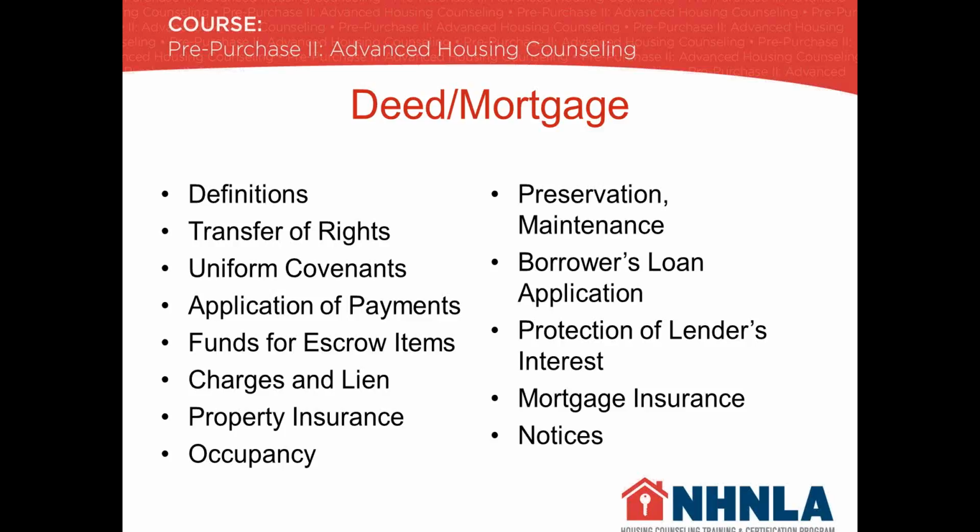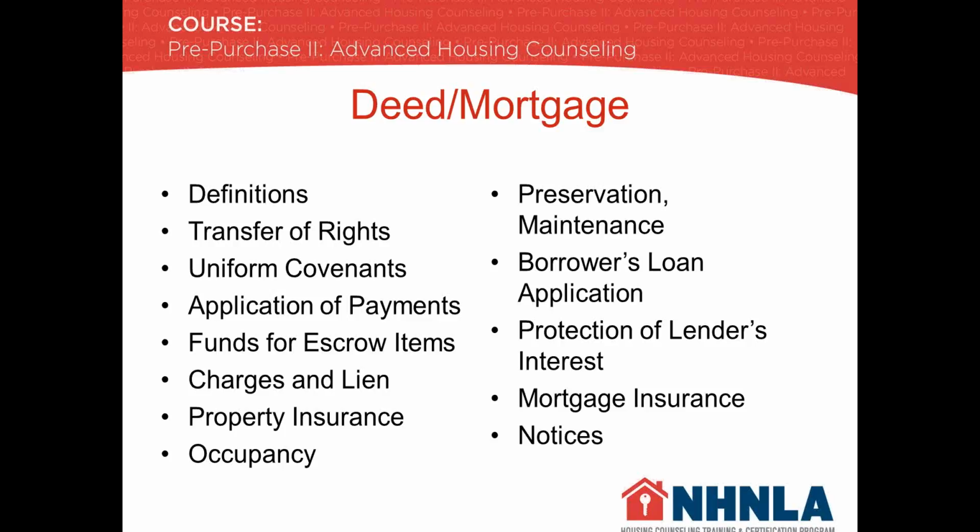Charges and liens means that the borrower is agreeing that liens will not be added to the property without proper notification and approval by the lender. The borrower agrees to maintain adequate insurance on the collateral, so property insurance will be specified here. The borrower also agrees to occupy the property within the agreed upon time frame. So for a residential loan, they'll have to state that they intend to occupy the property within 60 days or 90 days. So that'll be identified here.